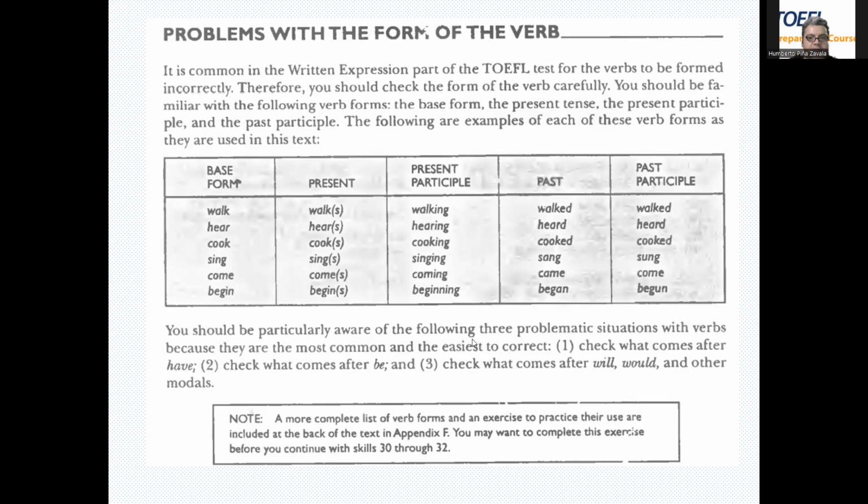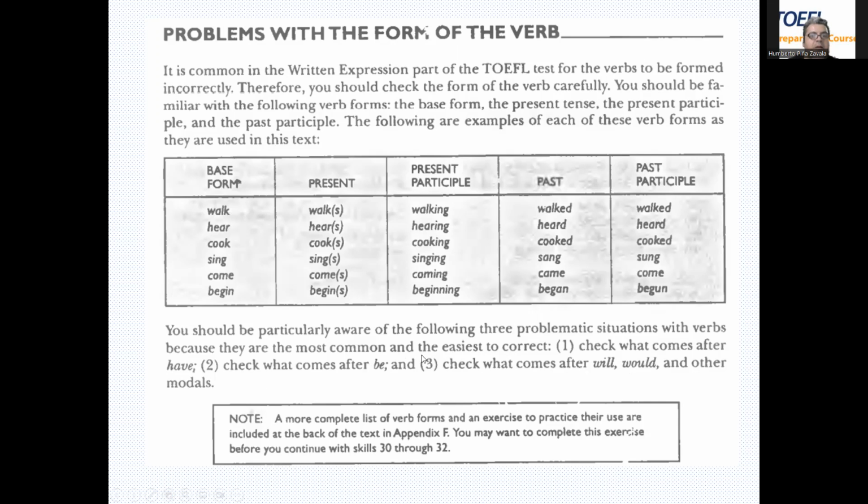You should be particularly aware of the following three problematic situations with verbs because they're the most common and the easiest to correct. One, check what comes after have. Right? After have, we're going to use past participle for the perfect tenses. Check what comes after be. Right? If it's the verb be, then we have to understand if we are using the present participle for a progressive tense, a continuous tense, or if we're using the past participle because we're working with passive voice. And check what comes after the modal auxiliaries. Will, would, have, should, could, may, might. Every time you see a modal auxiliary, the next verb should be in the base form.